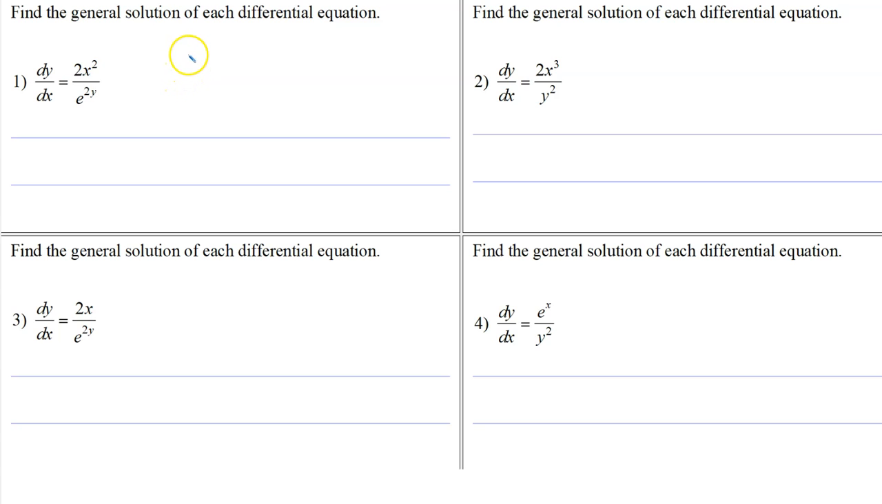In this video we're going to talk about how to solve differential equations by separation of variables. With this method, our ultimate goal is to separate the variables on either side of the equation. So let's get started.